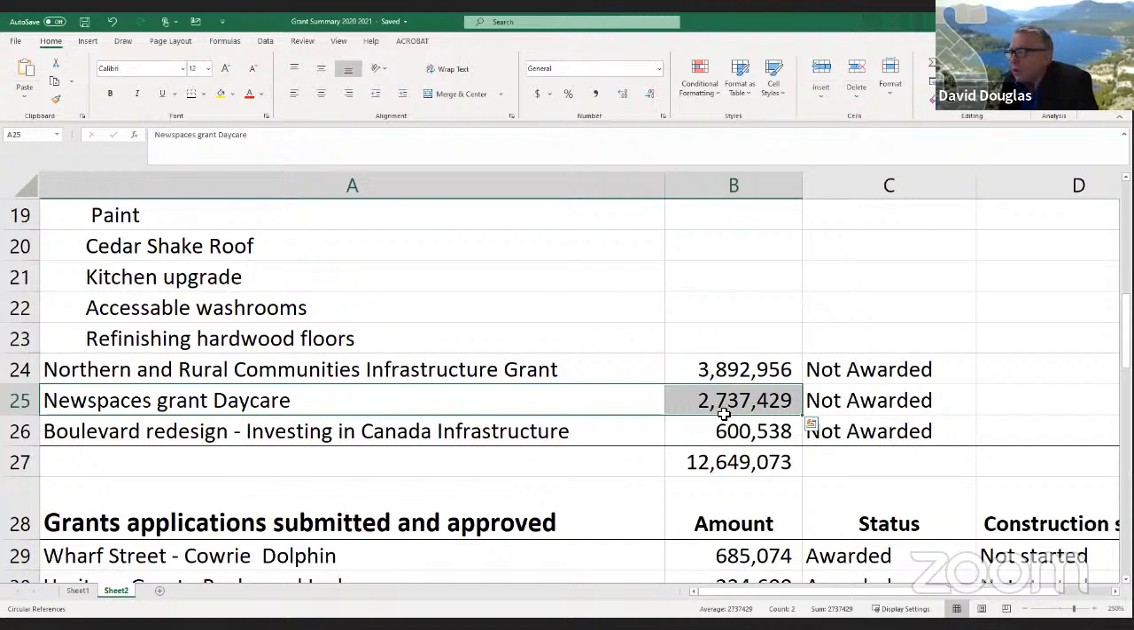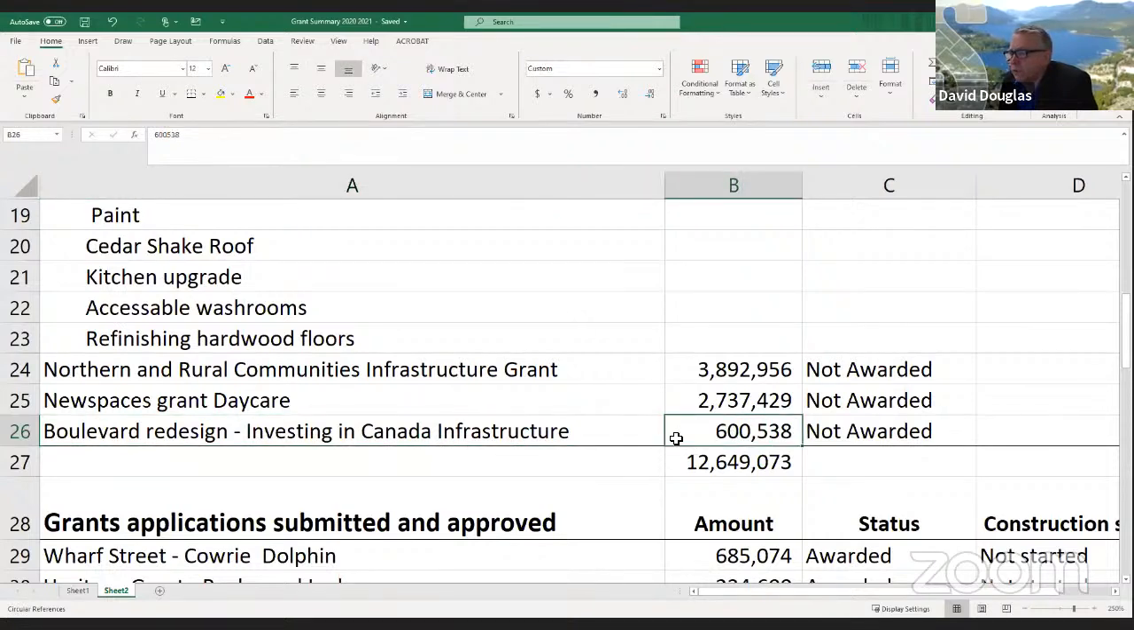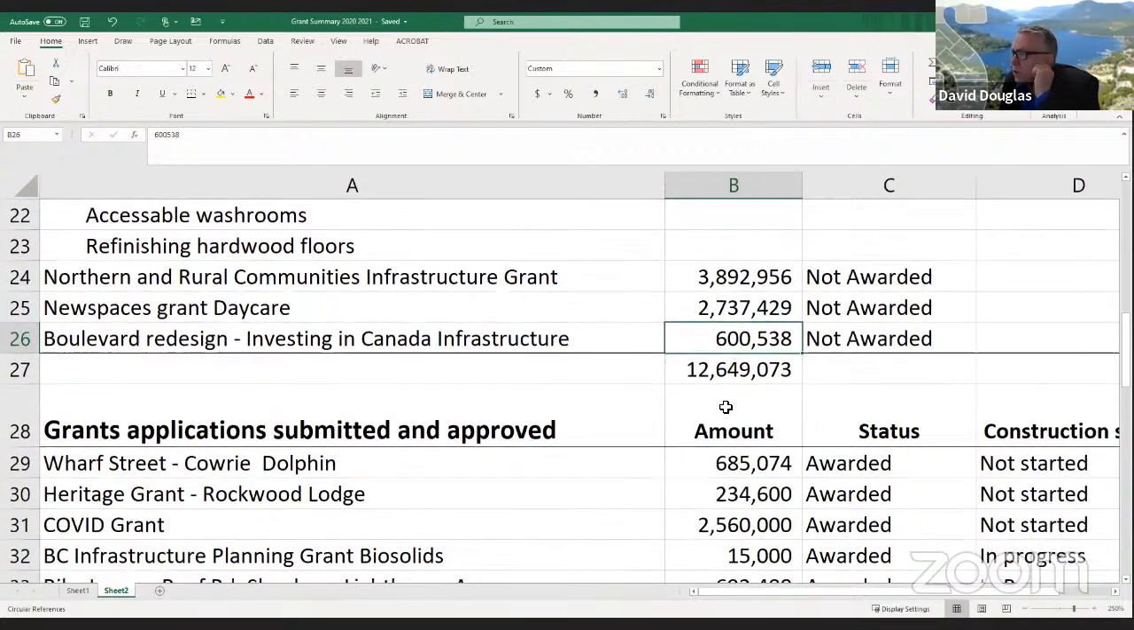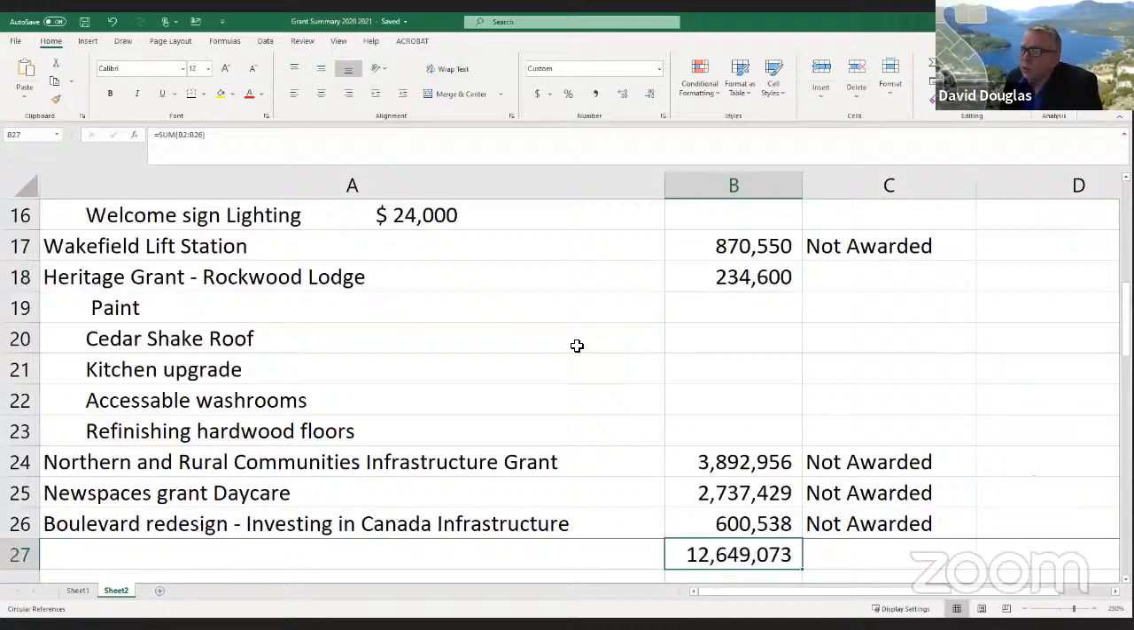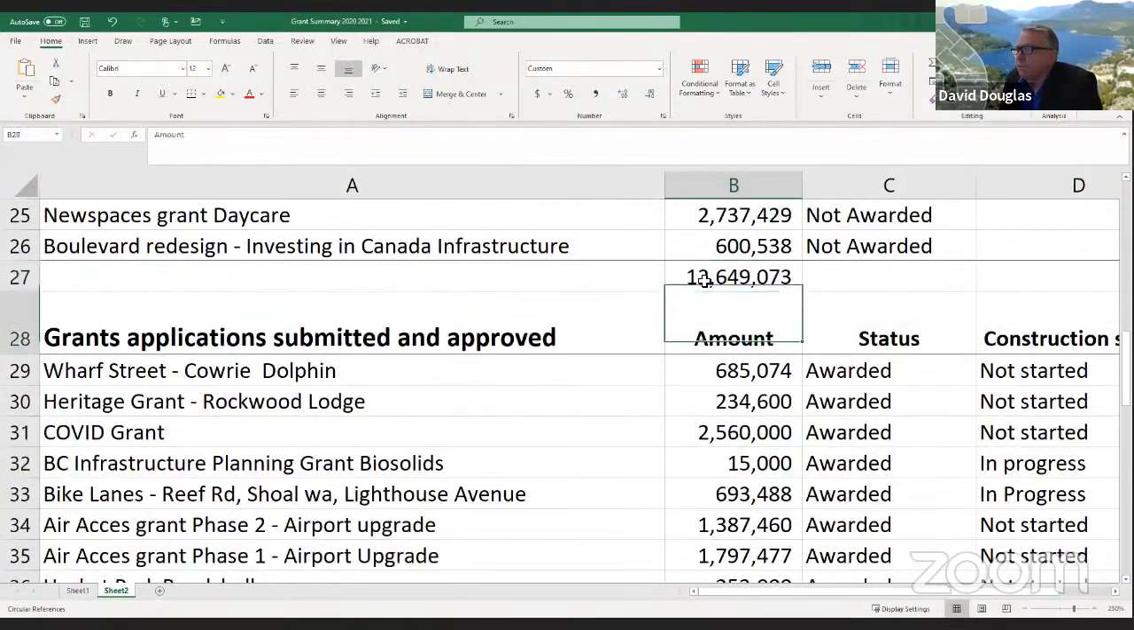And then the BC New Spaces daycare grant, applied for back, I think, in October or November, for $2.7 million. And then the Boulevard redesign, Investing in Canada Infrastructure grant, for $600,000. And so the grants that we have not heard on, other than the one you got today, total $12.6 million. That's what we haven't heard.